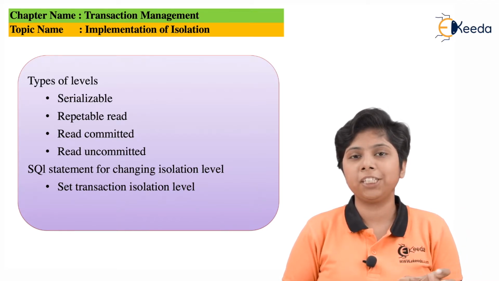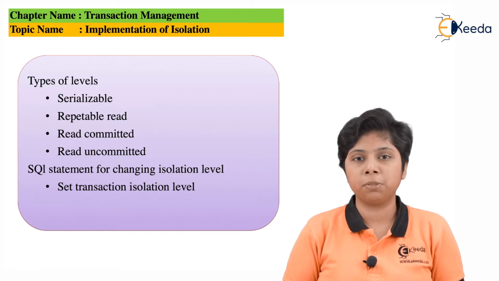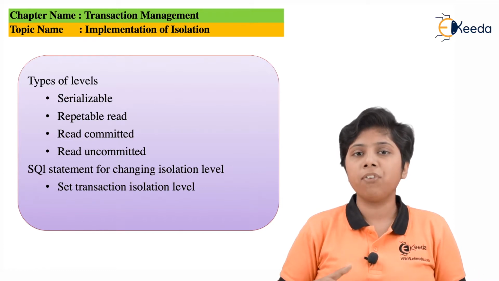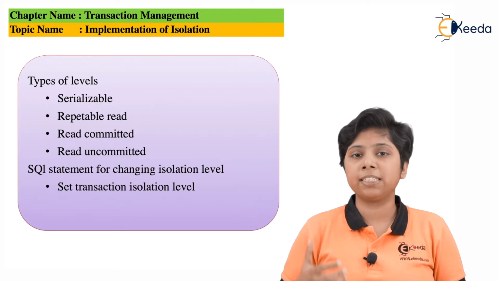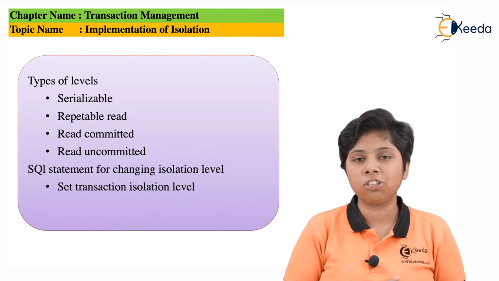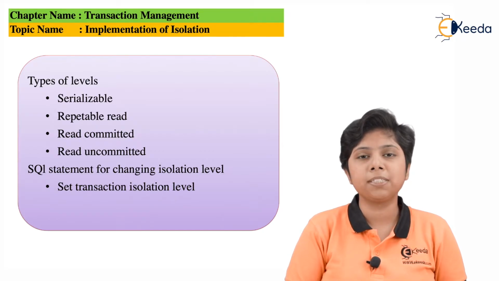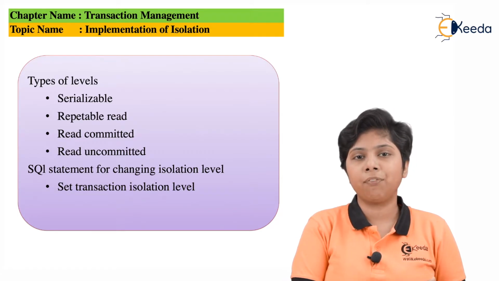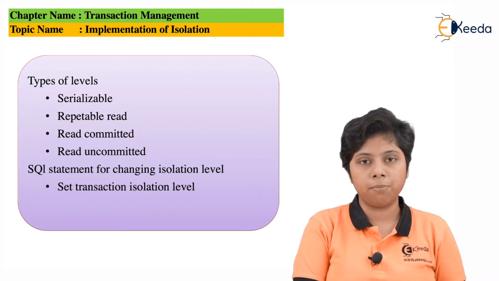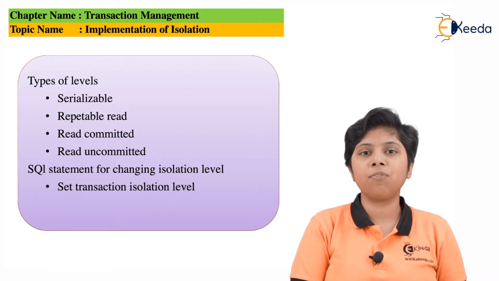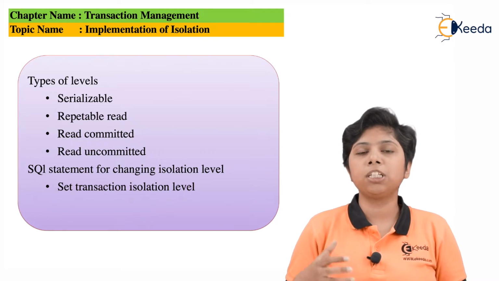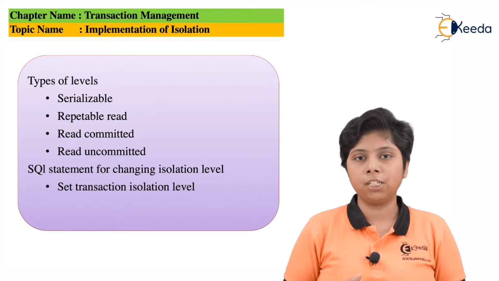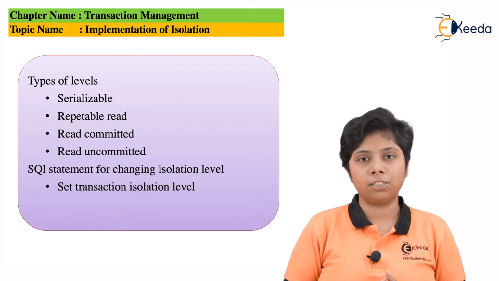read committed goes for a weaker level of isolation than serializable or repeatable read, because we are now allowing the concurrent transactions to execute simultaneously. And the last level of isolation that we can provide is read uncommitted. That means even data which is not committed by any other transaction can be read by this transaction.